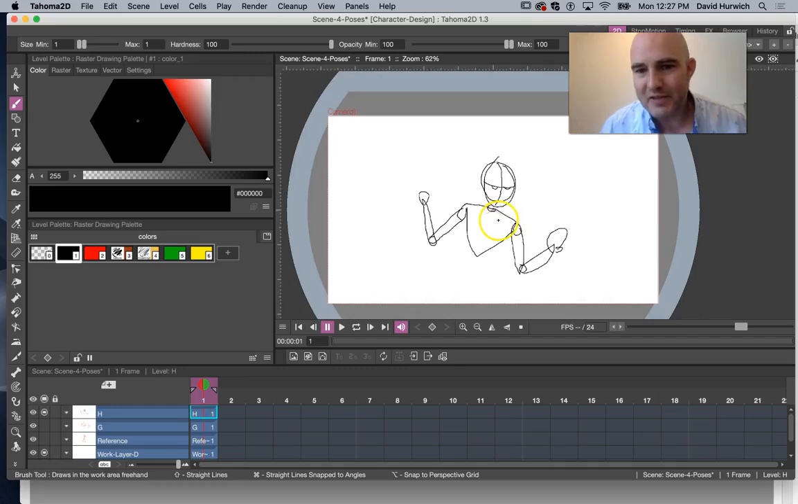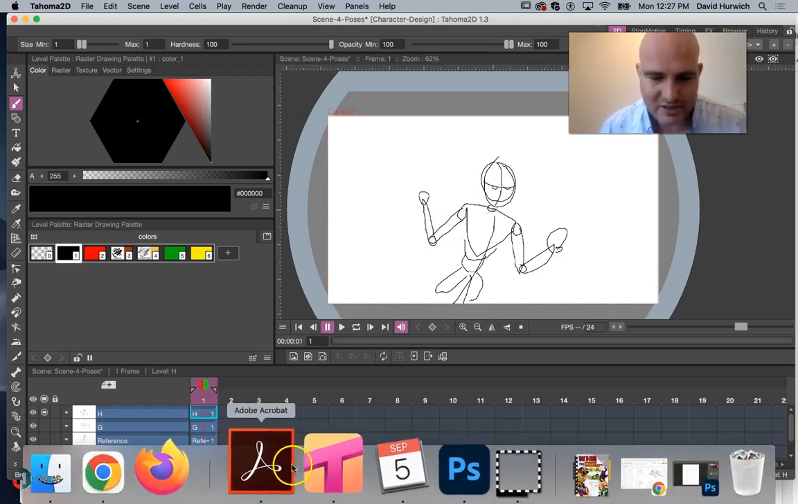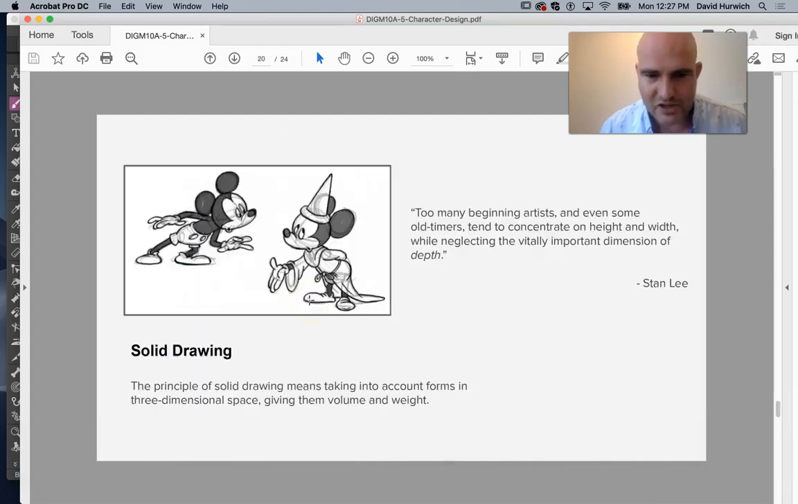So this would be an example of solid drawing. This character feels like it has depth, and you can do this also with color and just body positioning. The way I'm positioning the body, it feels like the character has depth, even though these are just lines, right? And this can get into perspective drawing and things like that. But you want to draw the character to feel like it has weight and depth.